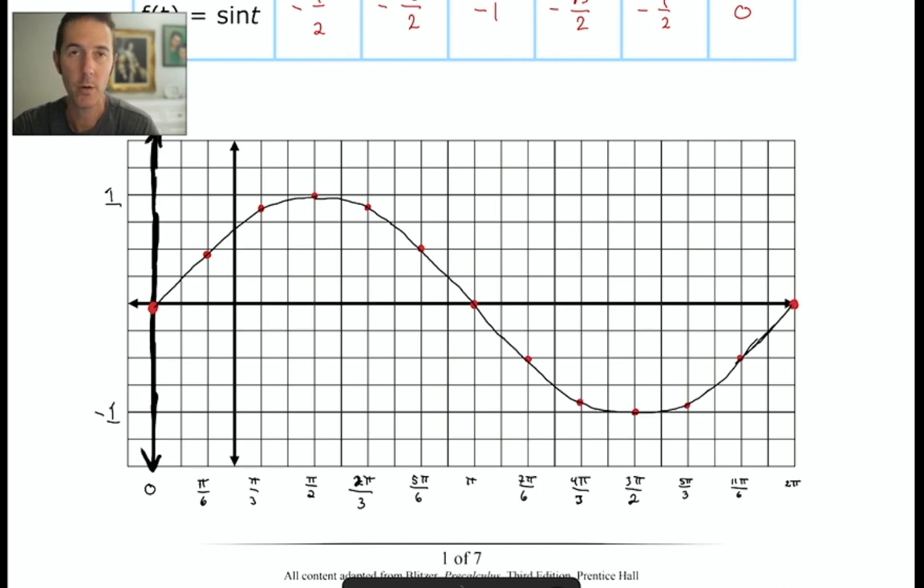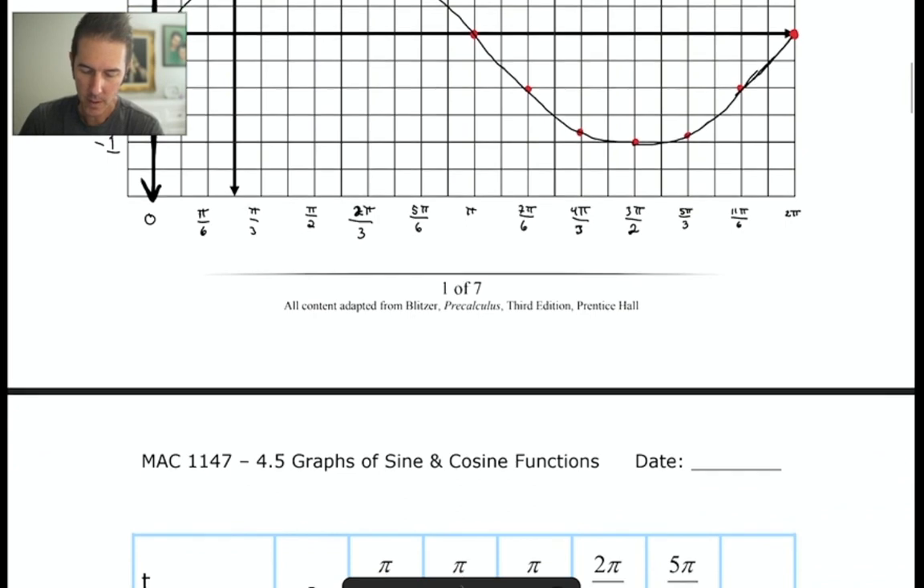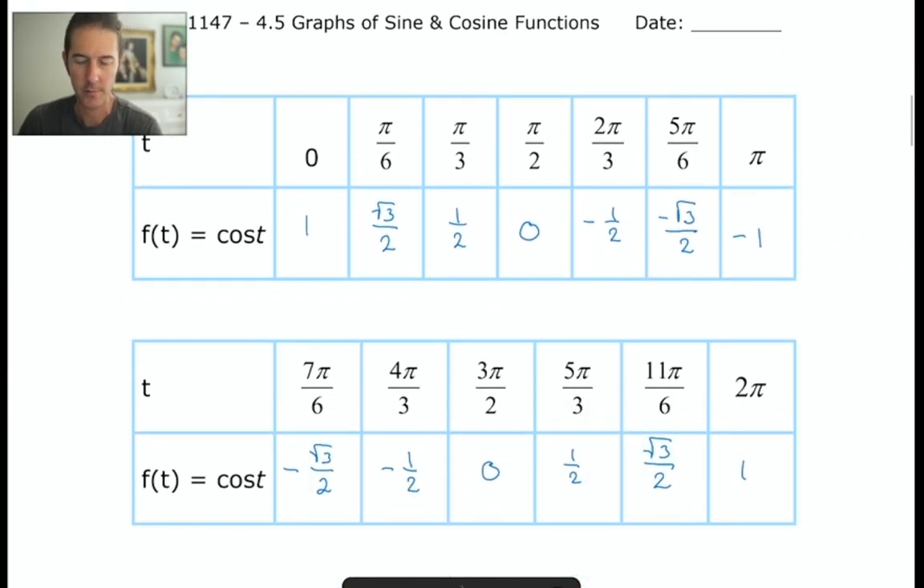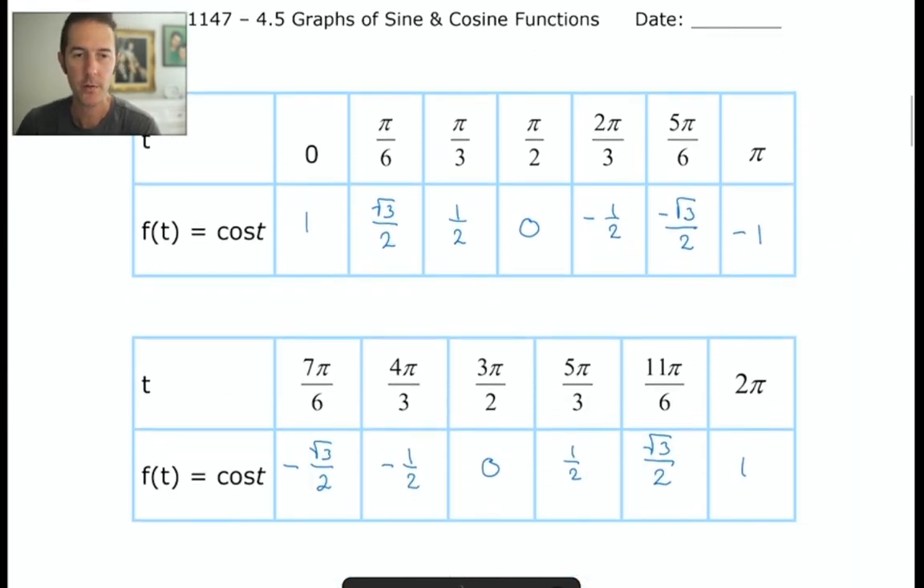This is 1 period worth of the sine function. Remember that the sine function has a period of 2 pi. This graph goes from 0 to 2 pi, and the basic sine graph starts at the origin. Now that's in contrast to the graph of the cosine function. So if you need to pause and fill these in, please do that.